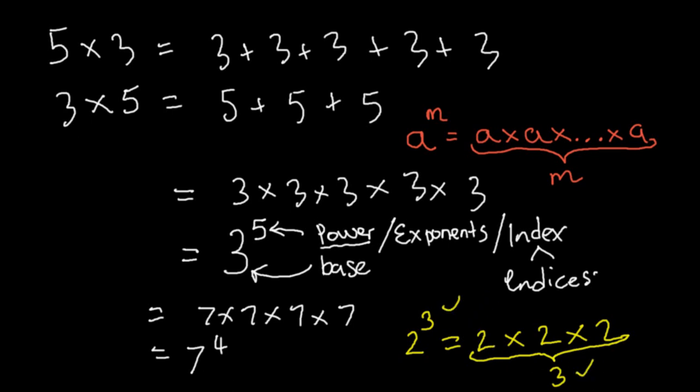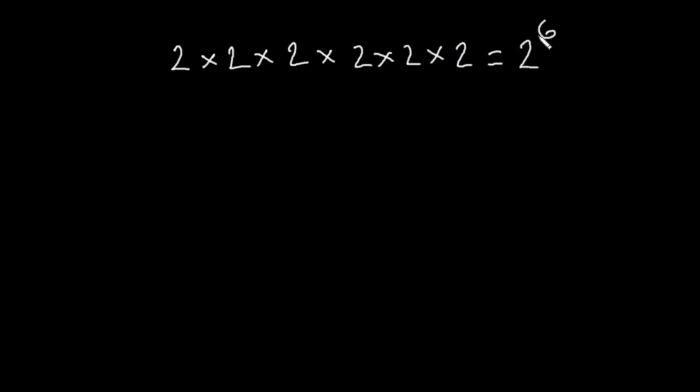Alright, so we're going to push this concept a little further, and from this we're going to derive our first index law. Let's say we had this expression: 2 times 2 times 2 times 2 times 2 times 2. How many 2's do we have here? We have 1, 2, 3, 4, 5, 6 2's. 2 to the power of 6.